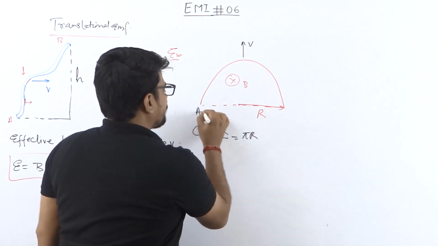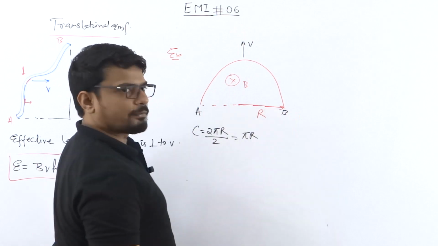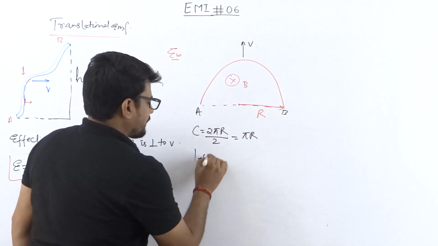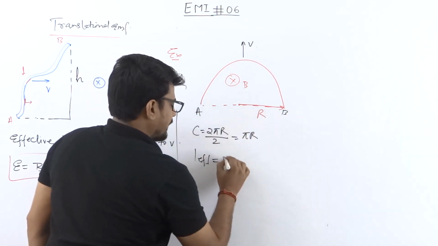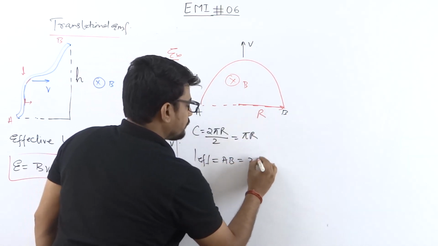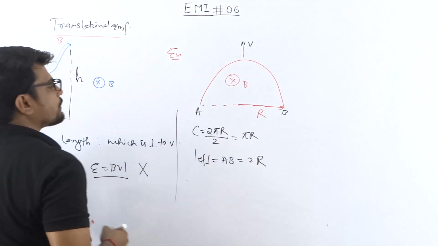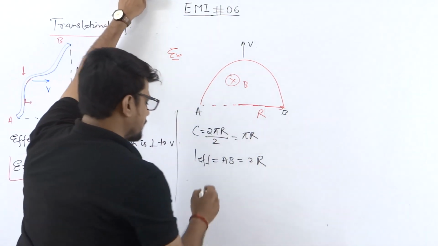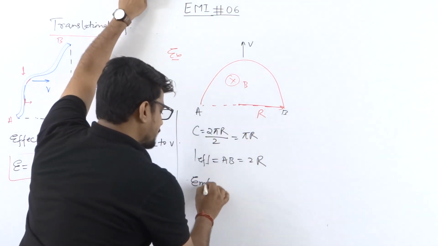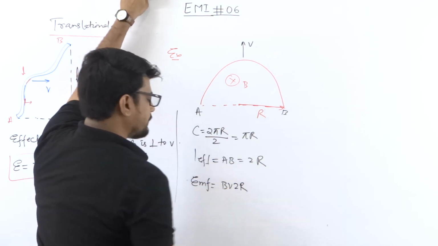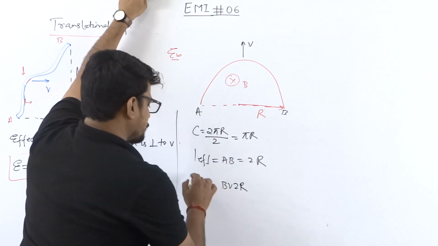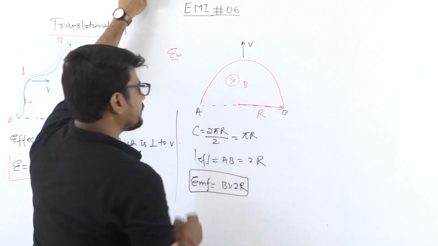We're going to use the L effective concept, and this is going to be the L effective. So bachcho, over here L effective is going to be your length of AB, which equals 2 times r. So the induced EMF, my dear kids, should be B V L effective, that is going to be B V times 2r. So this is going to be your induced EMF.